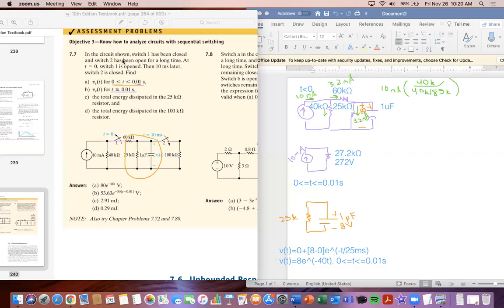Now we can check time greater than or equal to 0.01. That means in our circuit, this is going to become shut, and then we're going to look at this part. Okay, so time is greater than or equal to 0.01. What's going to happen there is we're going to have this 25K, the capacitor, and we're going to have 100K.